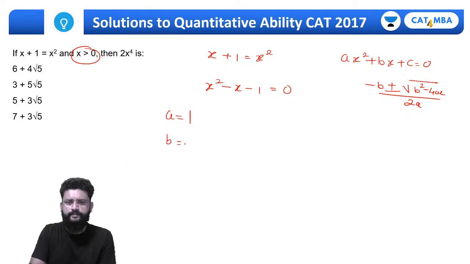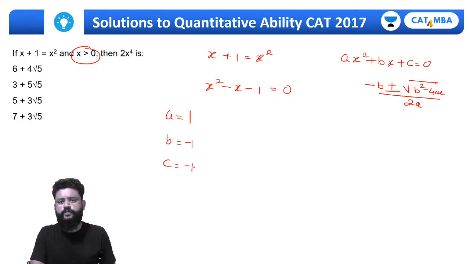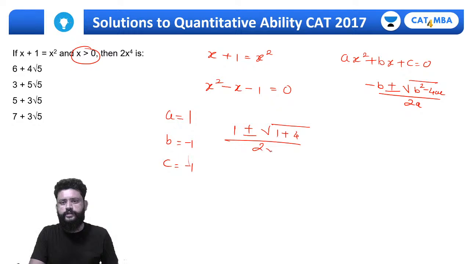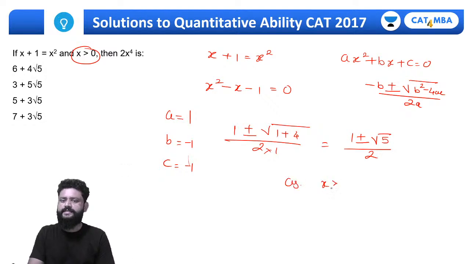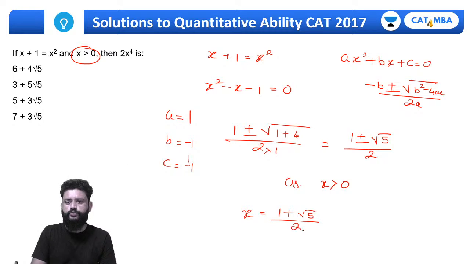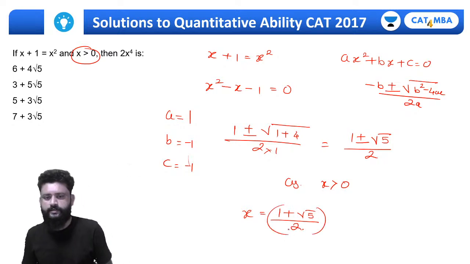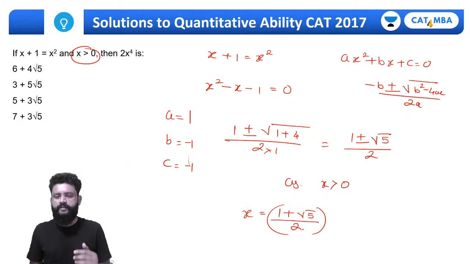a is 1, b is minus 1, then c is also minus 1. So if I put it here, minus b will be 1 plus minus under root of b square minus 4ac. Minus 4ac will be positive, b square is 1, plus 4 here, divided by 2 into 1, which comes out to be 1 plus minus root 5 divided by 2. Now listen, root 5 will be 2 point something. If you do 1 minus root 5, a negative number will come. As we know x is greater than 0, that simply means the value of x should be 1 plus root 5 divided by 2. That is the first thing you will get.